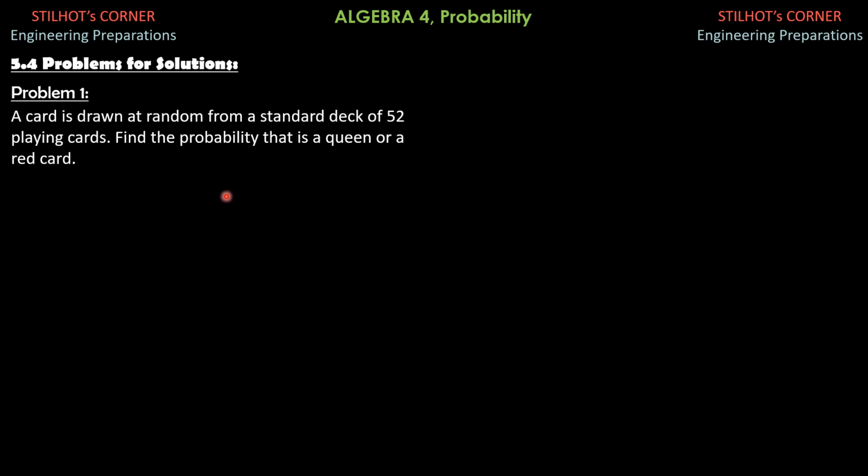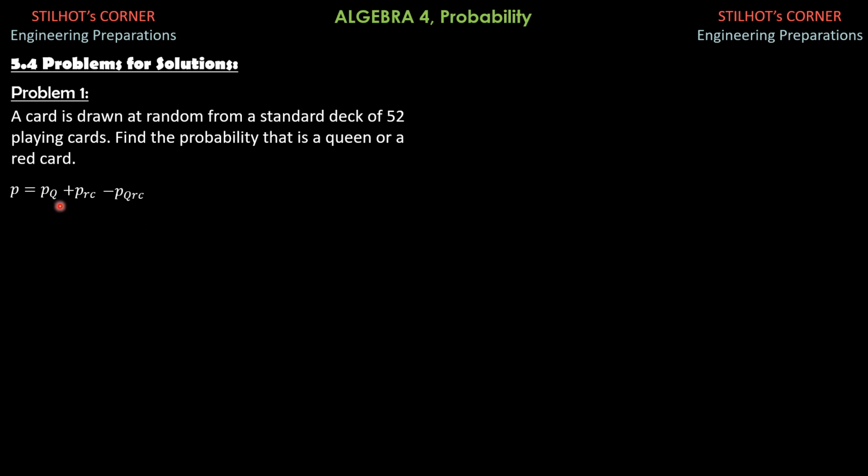So the probability is the probability that it is a queen plus the probability that it is a red card, then minus the probability of the occurrence that it is a queen and a red card. So probability that it is a queen plus probability that it is a red card minus probability that it is a queen red card.